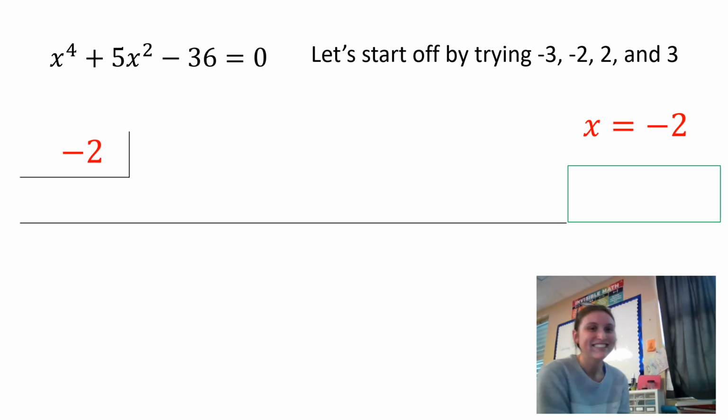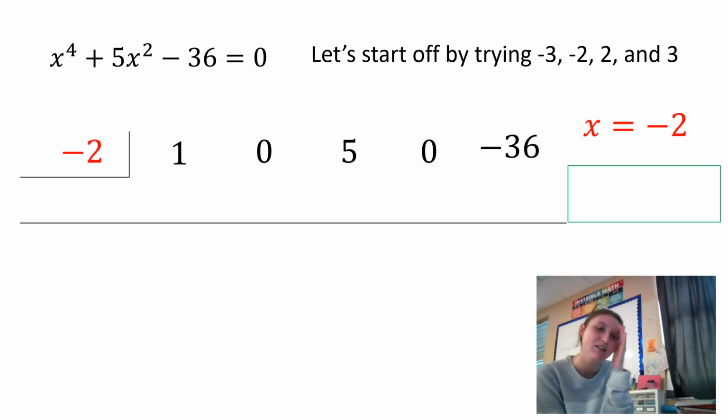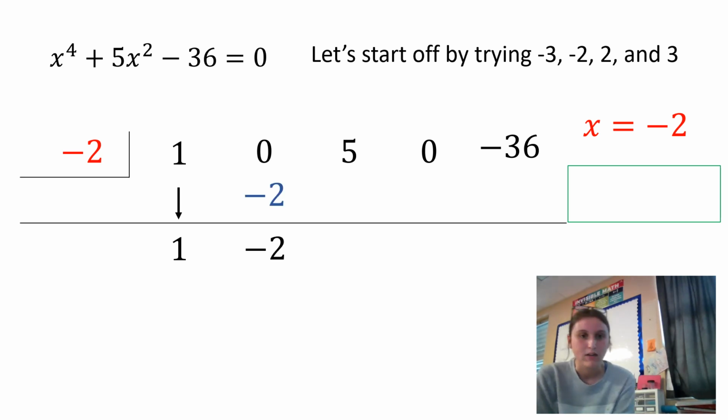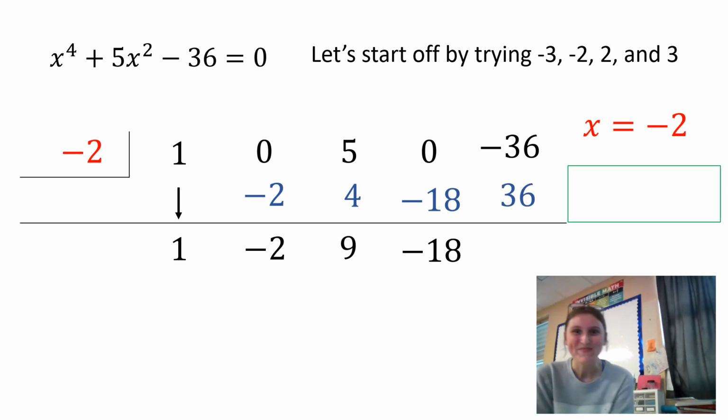Okay, so let's try -2. See, this is why I don't like doing this, because it's too much work. So bring the 1 down. 1 times -2 is -2. Bring it down. -2 times -2 is 4. 5 plus 4 is 9. 9 times -2 is -18. And then -18 times -2 is 36. That equals 0, my friends. We did it. It's a match. It's a match.